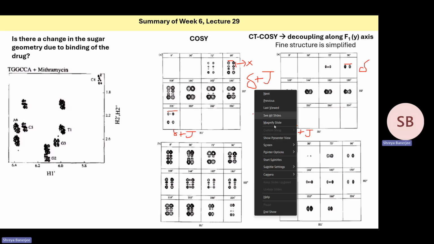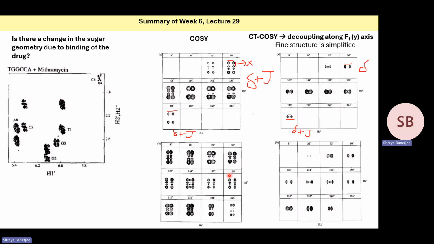So nothing is being lost. You are just simplifying the fine structure. Another example is between 1 prime, 2 double prime. You can see that in COSY, there are so many peaks in the fine structure that many peaks are getting cancelled out. But when you do CT COSY, you can very easily derive the J coupling constants. Because of the decoupling along one axis, the cancellations are reduced and the resolution is improved. You can derive the J values from the CT COSY.